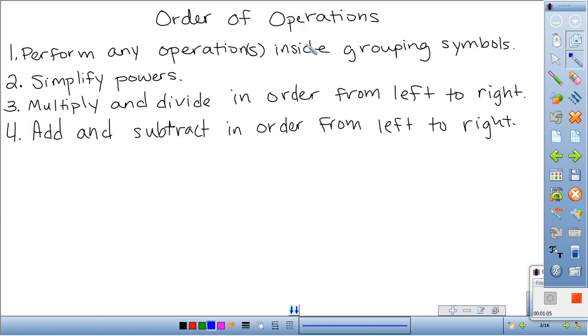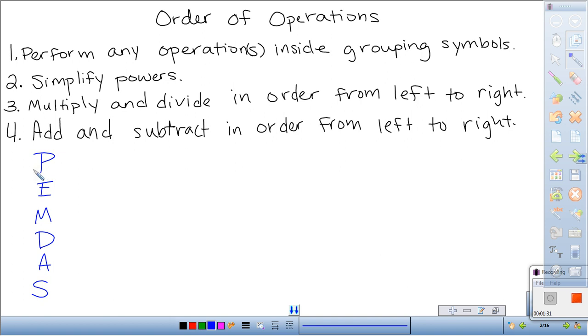Today we're working on order of operations. So we have these 4 steps here. The first thing is always to perform any operations inside grouping symbols. Second, we simplify powers. Third, multiply and divide in order from left to right. And fourth, add and subtract in order from left to right. Now you may have heard this differently as PEMDAS, or please excuse my dear Aunt Sally.